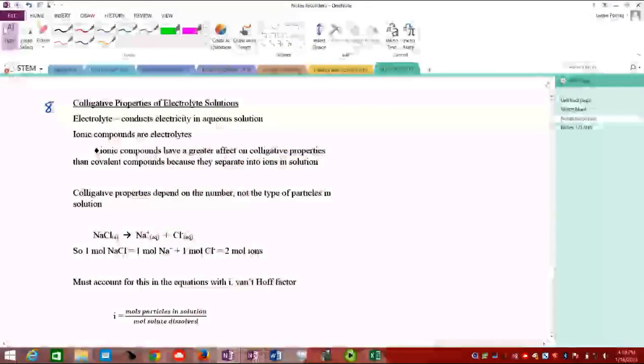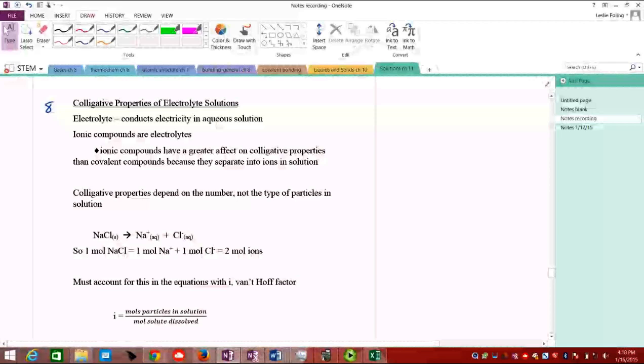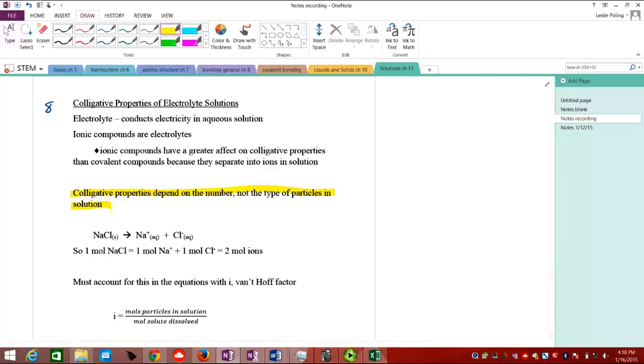All right. Now, since the colligative properties depend only on the number, not the type of particles in solution, electrolyte solutions are going to be different than non-electrolytes. Okay. Now, electrolyte, remember, is something that conducts electricity in aqueous solution. So, essentially, it's an ionic compound.